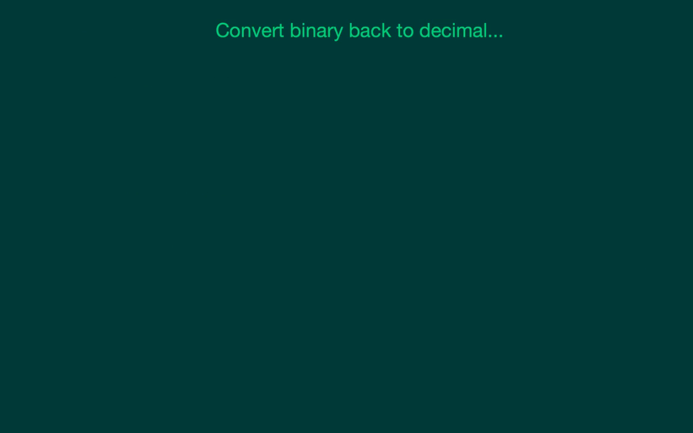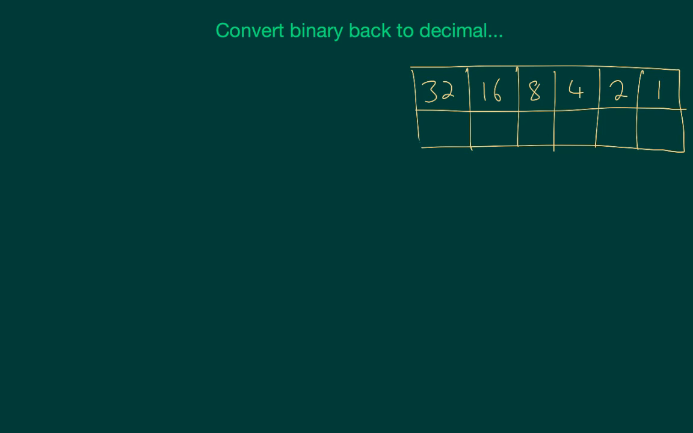Now that we know how to convert decimal to binary, how do we go back to decimal? Well, we're going to use the same tool. We write our numbers 1, 2, 4, 8, 16, 32, and so on in the columns. And say we are given the number 101101. How do we convert that to decimal?